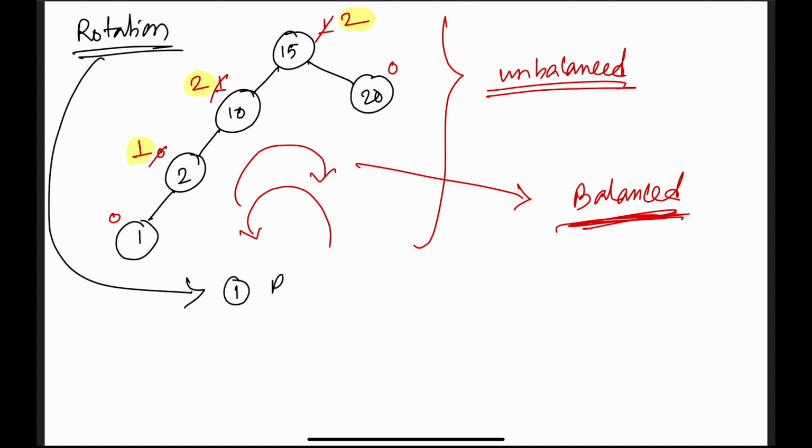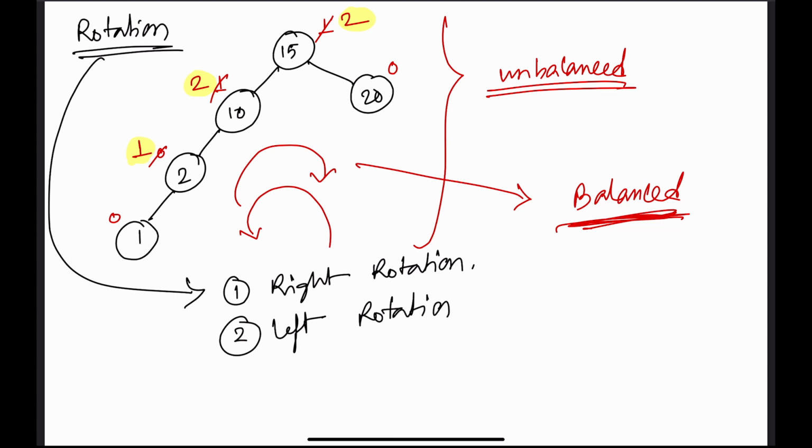So we actually have two kinds of rotation: right rotation and left rotation. Rotations are simple manipulations of pointers which convert the tree in such a way that the new converted tree retains the binary search tree property, with in-order traversal the same as the original one, but it would be balanced.